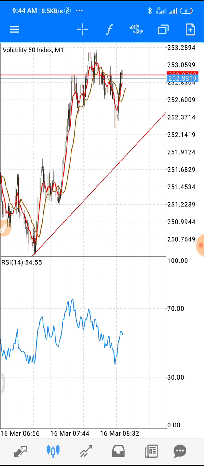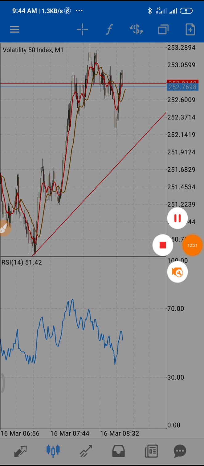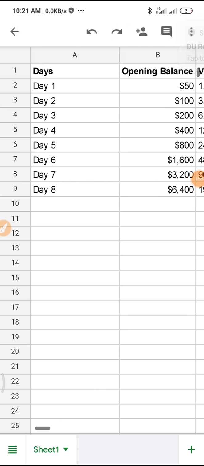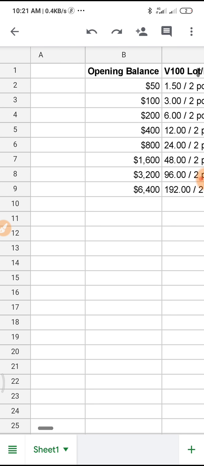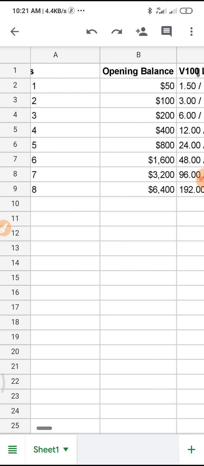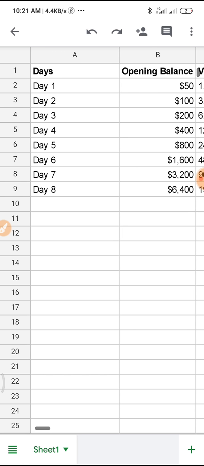So now let's go to the doubling account session. Yeah, this is the new plan. The new plan is going to last for 8 days. But to start this new plan, you need to have $50 balance, $50 opening balance.